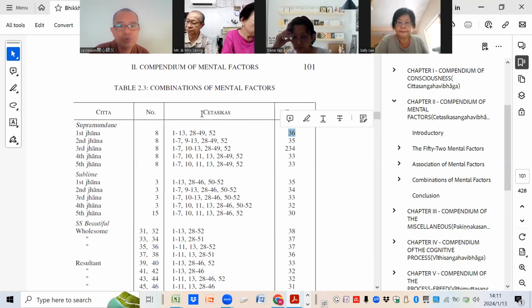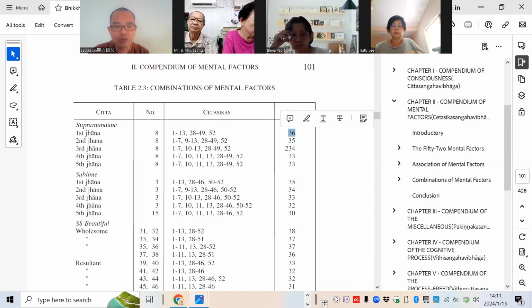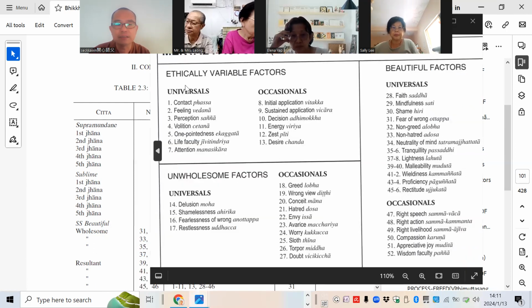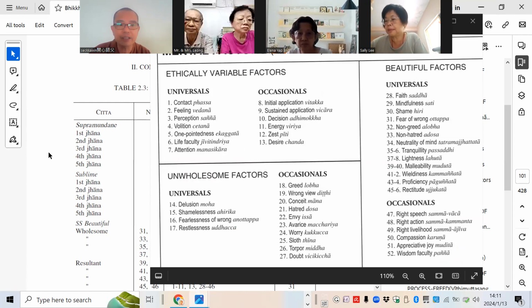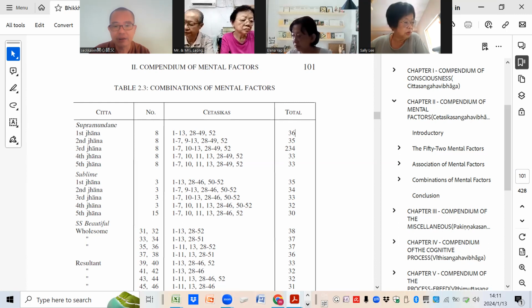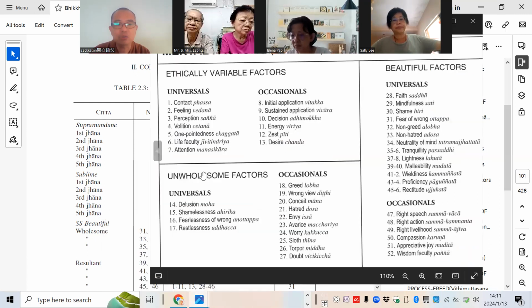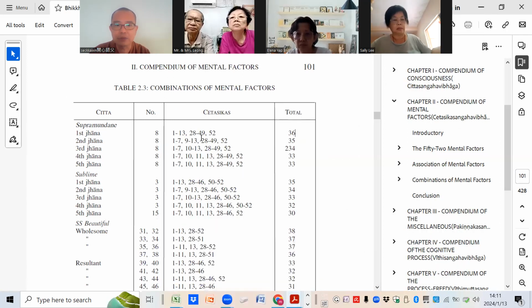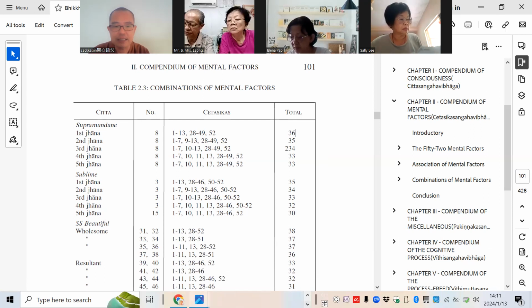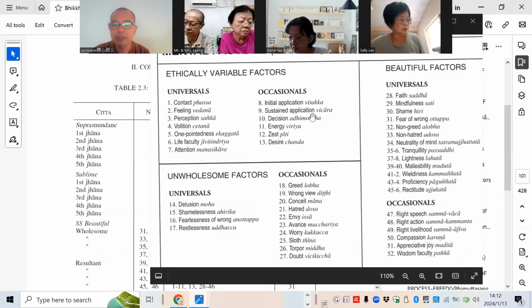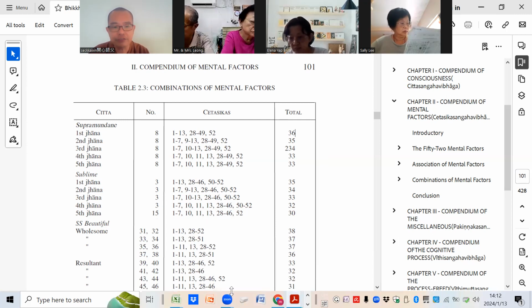For these cetasikas, we possess number 1 to 13. Okay, 1 to 13. So in the previous diagram, let's take a look. We'll try to find 1 to 13 here. See, we have got all 1 to 13. And then here 28 to 49. From here again, we'll try to find 28, until here 38 to 49, meaning all have been included until the 49. And then we also have to add 52 here. Let's take a look. So this is the 52.